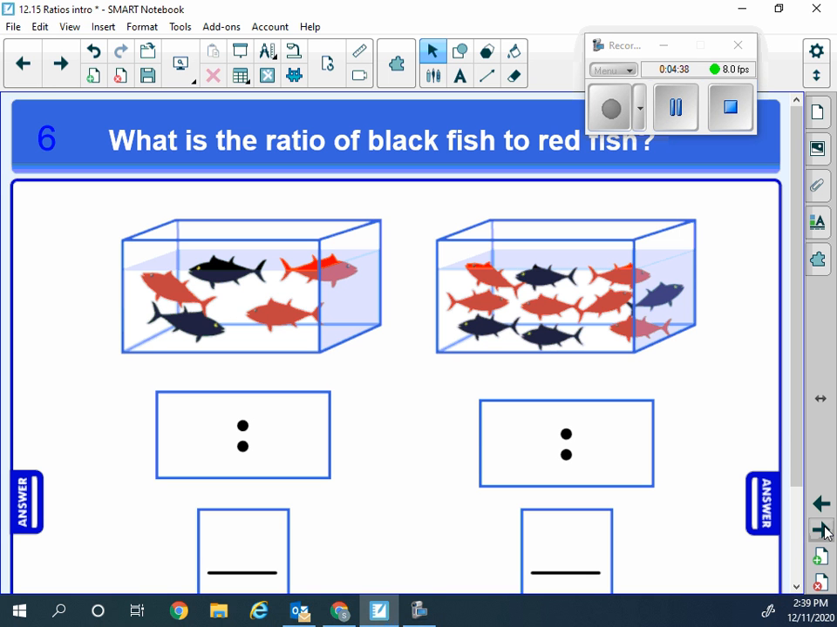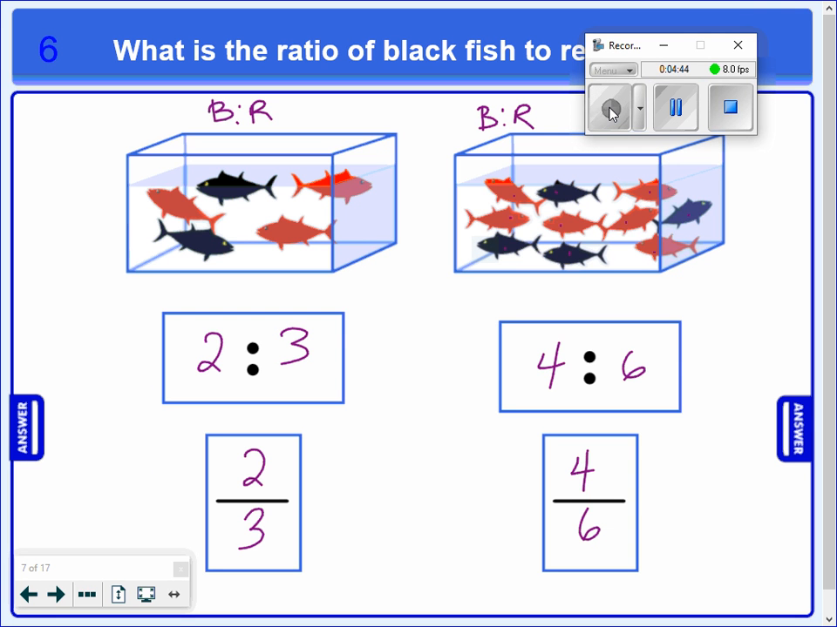What is the ratio of black fish to red fish? So why don't you pause the video and work this one yourself. Okay, go ahead and check. Notice at the top I wrote B to R. That was just to remind myself which way I'm going, black to red. On the first tank it was 2 to 3 or 2/3. And on the second tank it was 4 to 6 or 4/6.